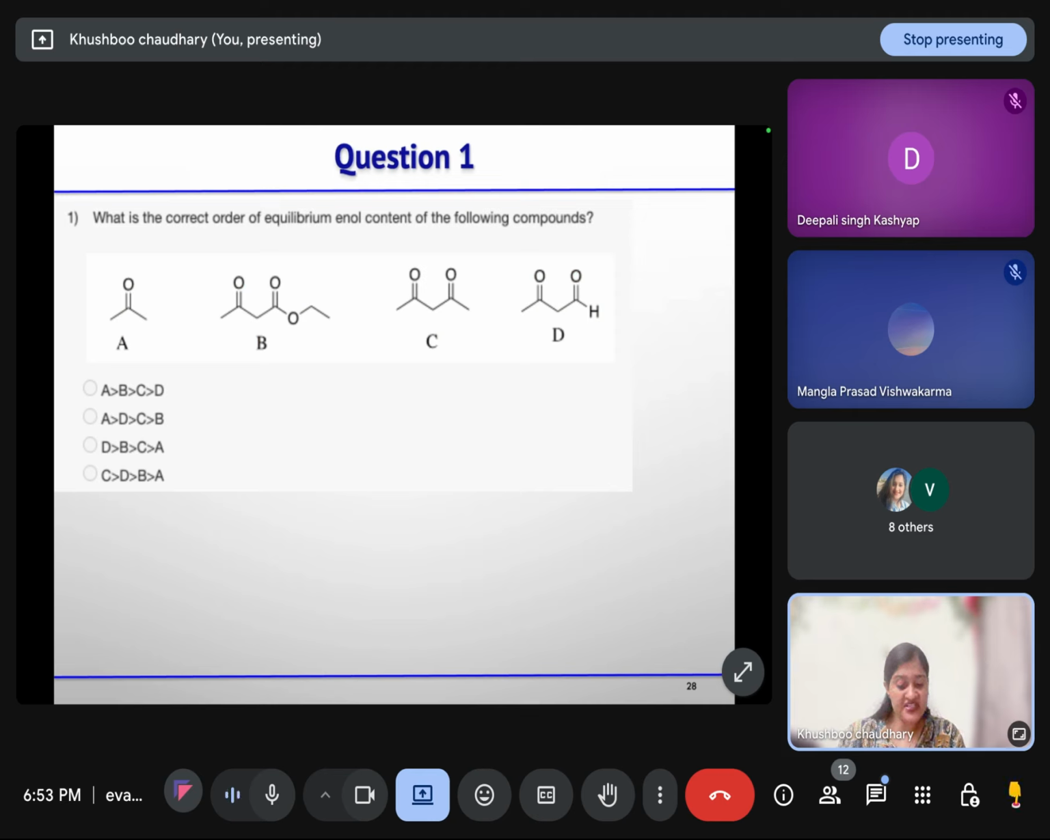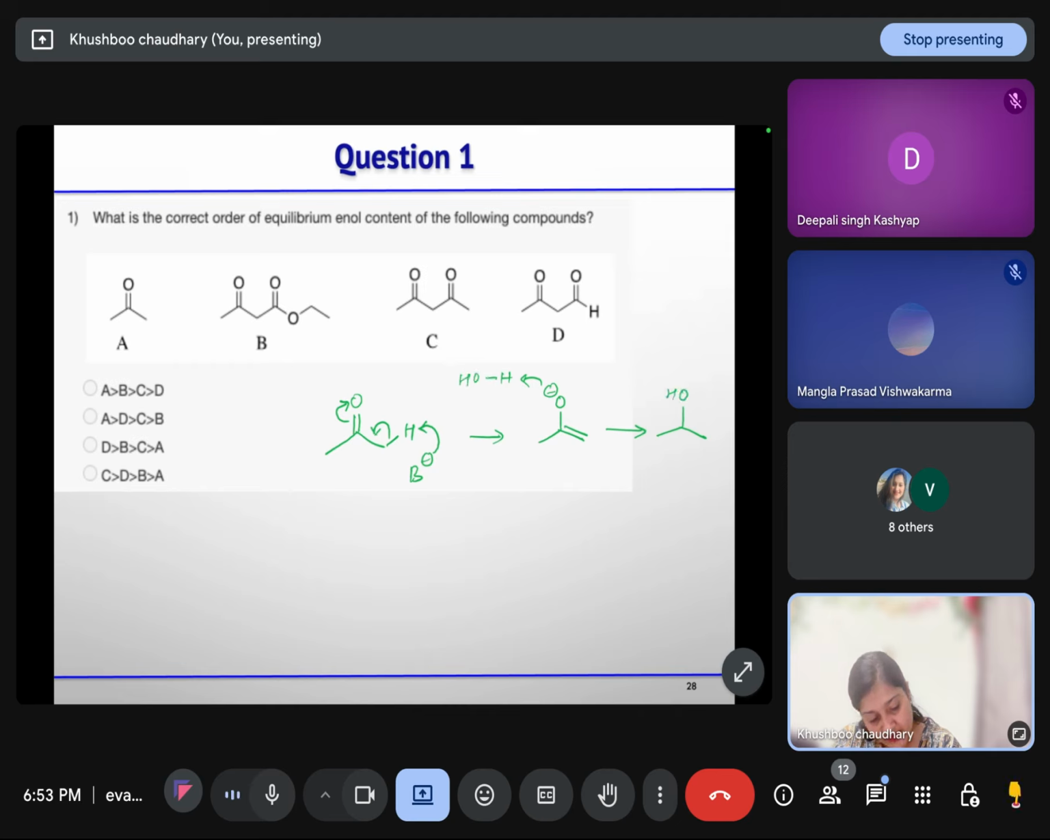The first question is, what is the correct order of equilibrium enol content of the following compounds? Now, if we have a carbonyl compound, in the presence of acid or base, the base will take the alpha proton, this will shift here, and this will form O negative. The enolate will form first, and after enolate formation, protonation will take place.